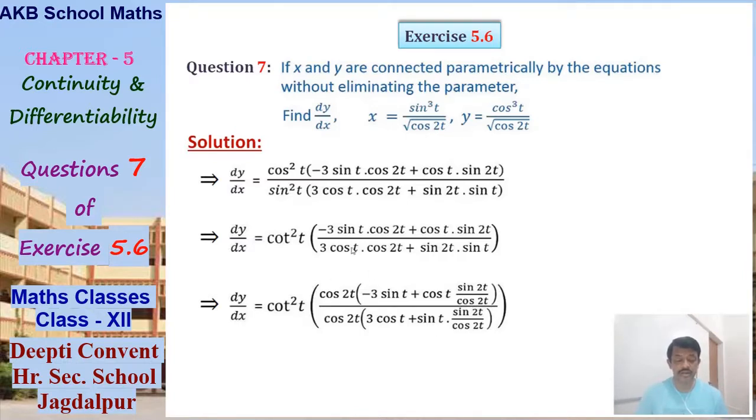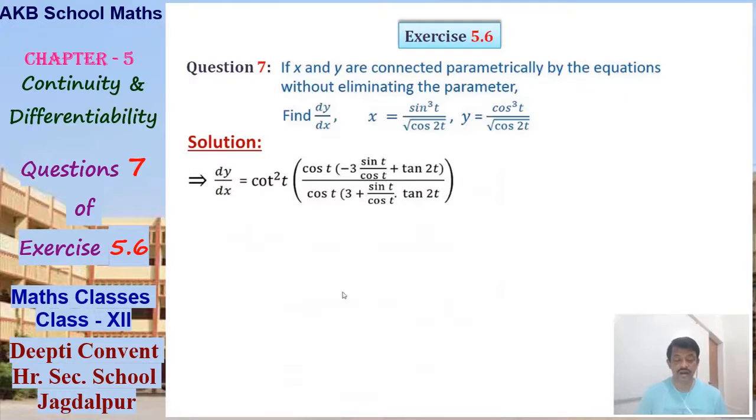And similarly cos 2t common out in the denominator. So 3 cos t plus sin t sin 2t by cos 2t. So here tan 2t we can write like that. Cos 2t will cancel out. So cot square t times minus 3 sin t plus cos t tan 2t upon 3 cos t plus sin t tan 2t here. Okay.